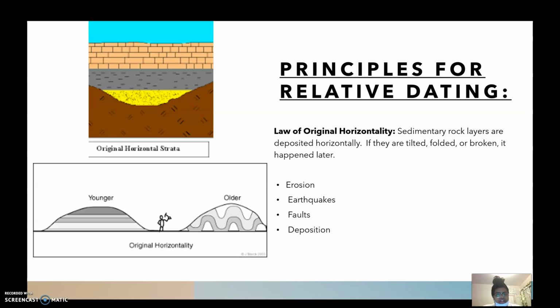And then next is the law of original horizontality, where the sedimentary rocks are deposited horizontally. If they are tilted, folded, or broken, it happened later. So it starts off with superposition, but then erosion, earthquakes, faults, and deposition cause the rock to form a different way, which was happening later, which caused the erosion, earthquakes, or faults to be later. So it's older.